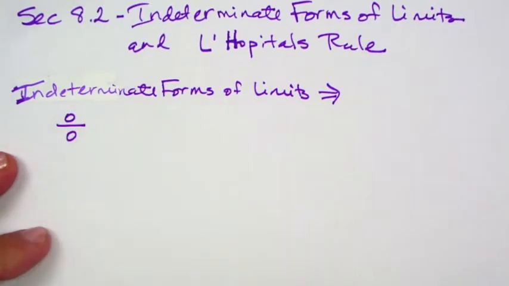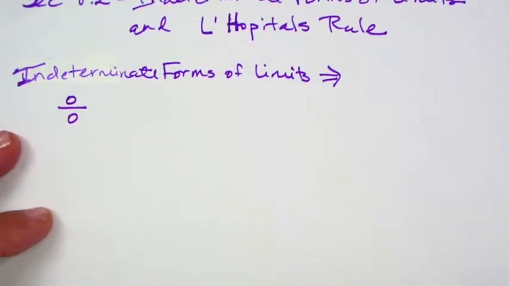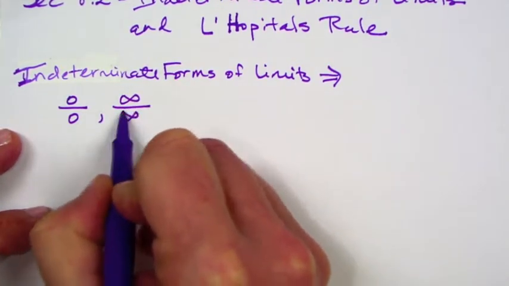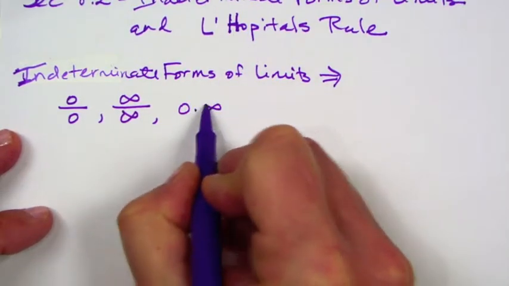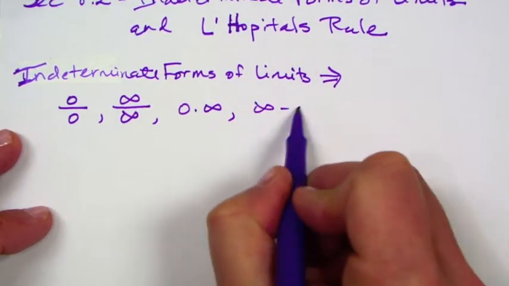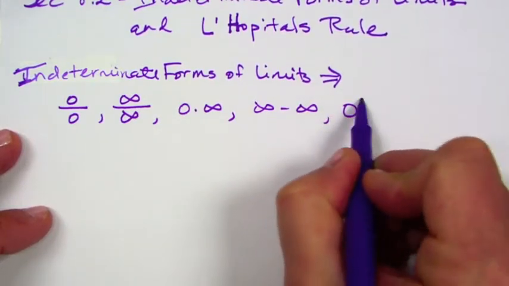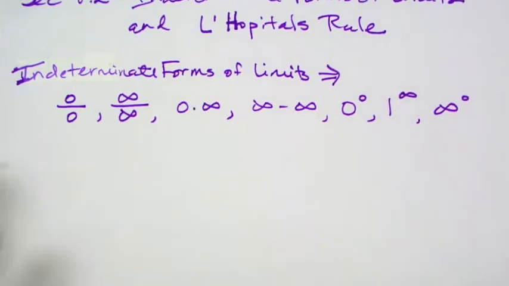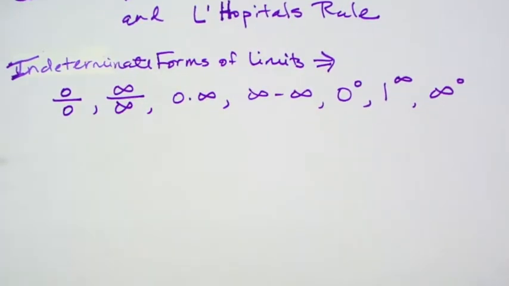So these are indeterminate forms of limits: 0 over 0, infinity over infinity, 0 times infinity, infinity minus infinity, 0 to the 0, 1 to infinity, and infinity to the 0. Those are all considered indeterminate forms of limits.